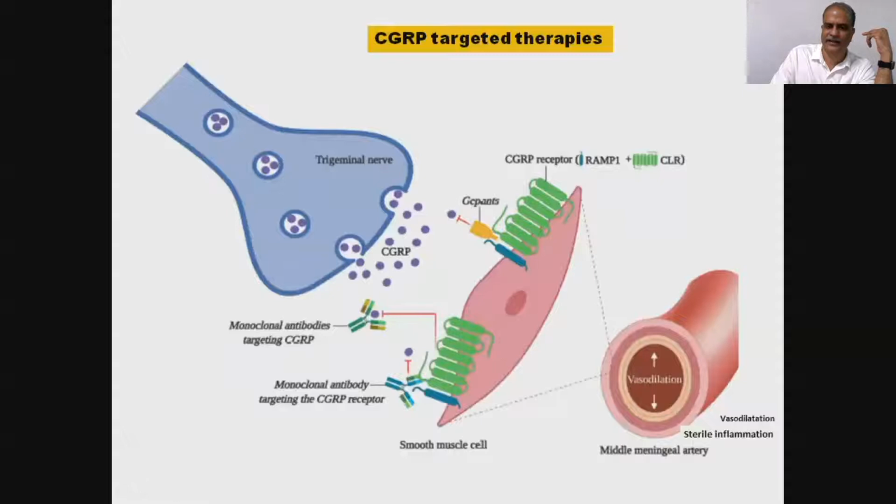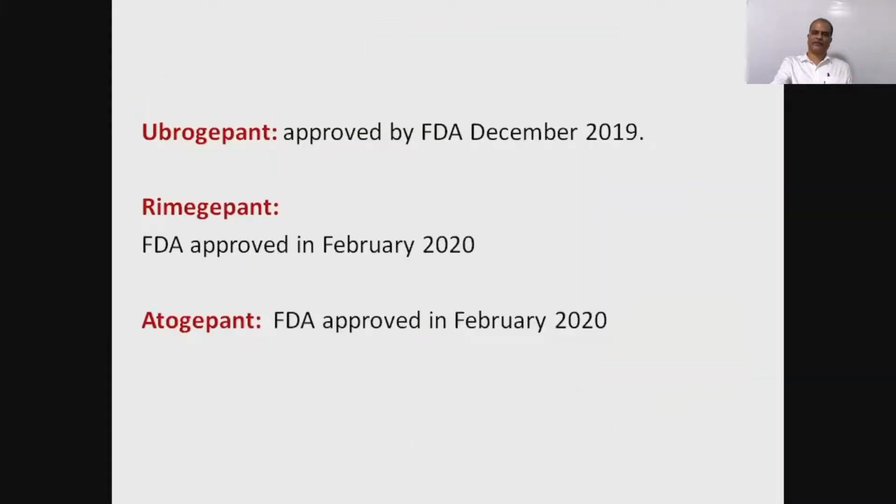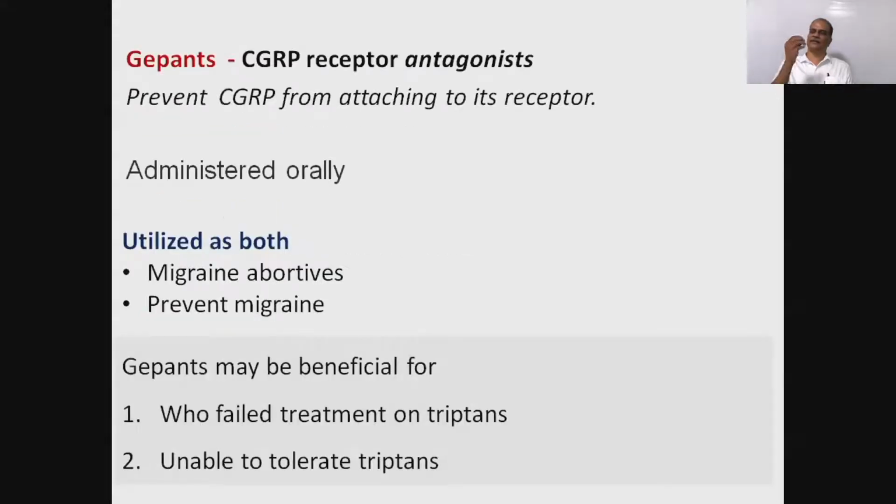So what we can do is give a receptor antagonist. These are a group of drugs called gepants, which go and block the CGRP protein receptors and prevent the activation of these receptors. There are 3 drugs which have been approved in the last few years for this. The good thing is these drugs can be taken orally, and they can be used for acute attacks, for preventing flare-ups, or regularly as a prophylactic medication.